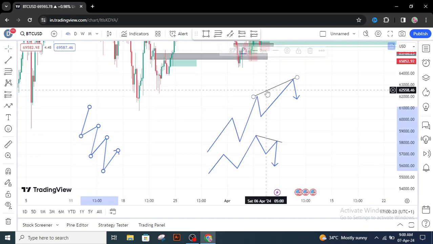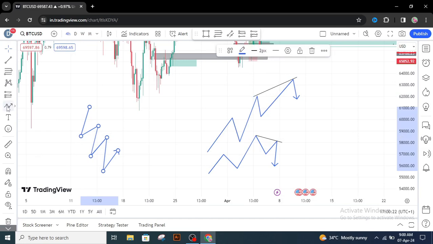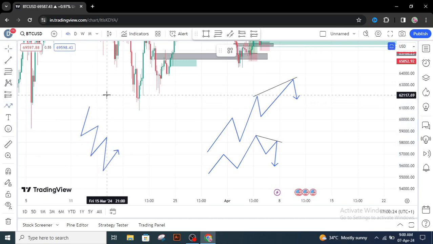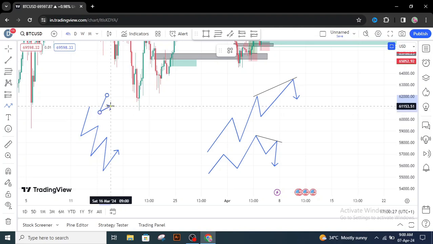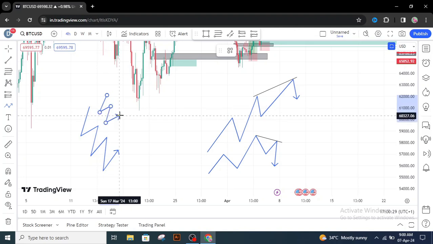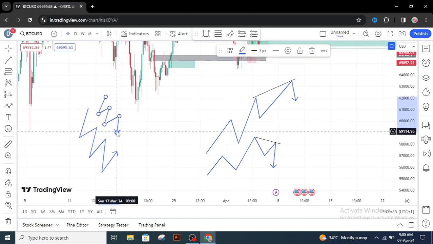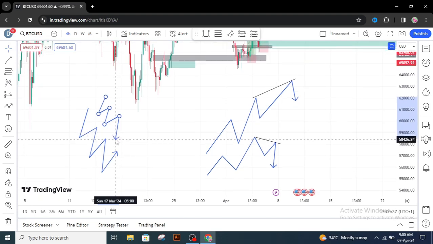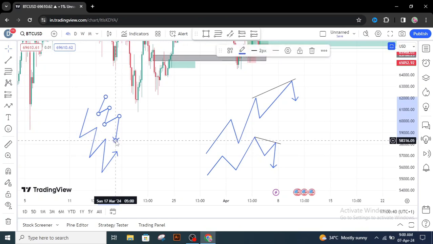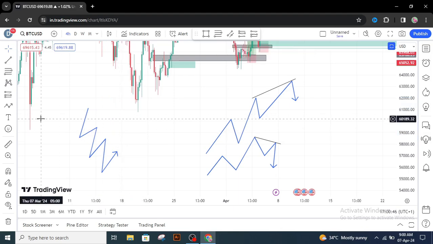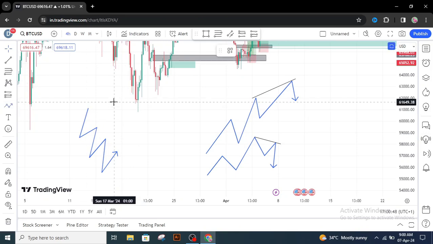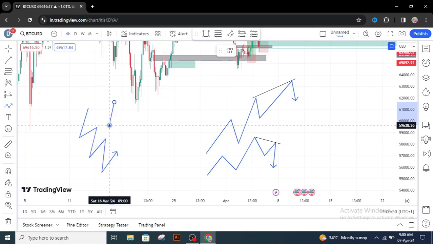But in a situation whereby the RSI is also making something similar like this, it's also moving in a similar direction. But then after this, oh sorry, I think I need to redo it. Okay. Not really good at sketching all these things.